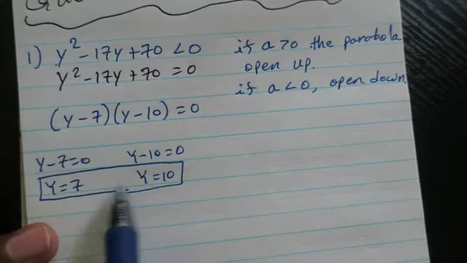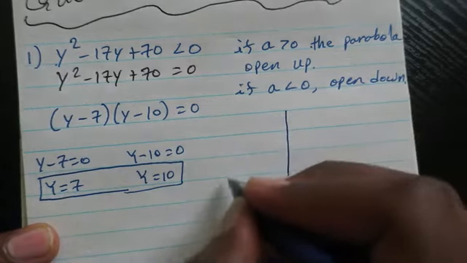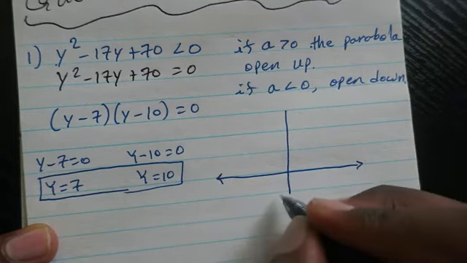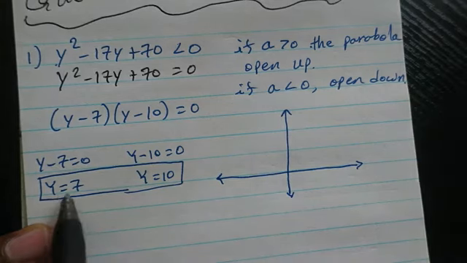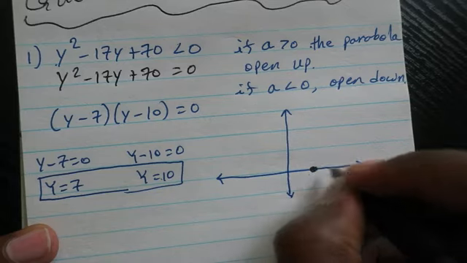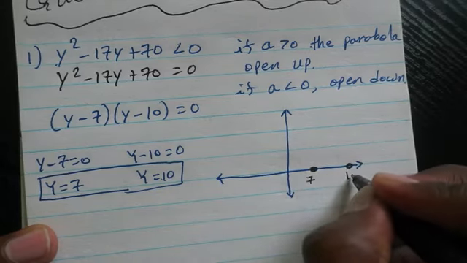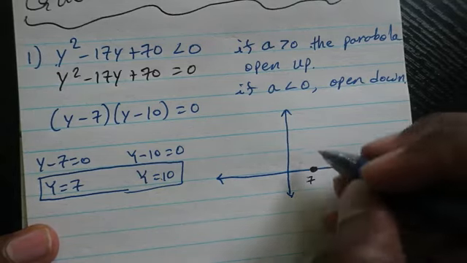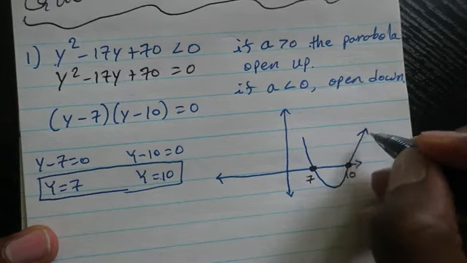So we know it's equal to 0 at those two values. And my a is positive, meaning the parabola is going to face up. Those two numbers right here tell me that the parabola crosses the x-axis at y equals 7 and y equals 10. Since it faces up, I'll do a random sketch.